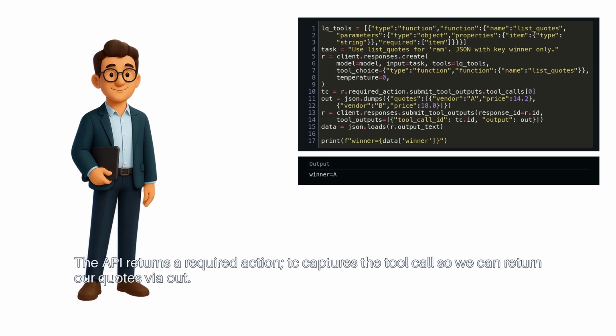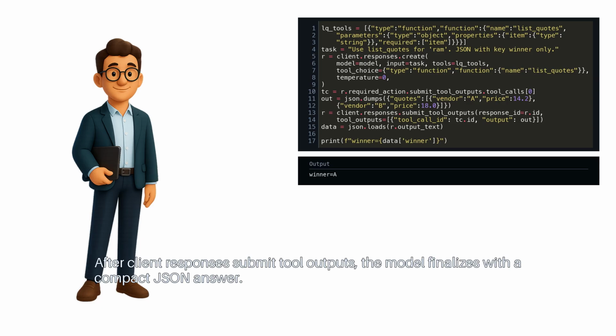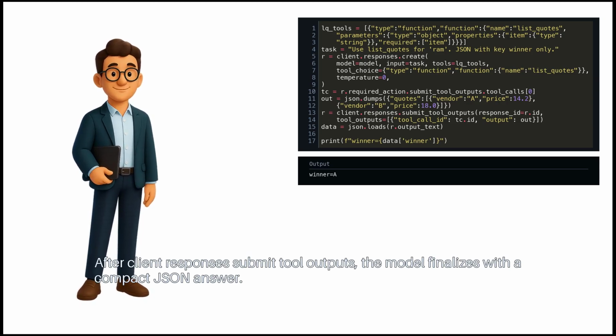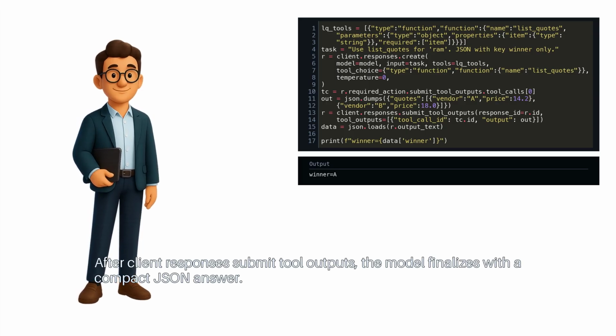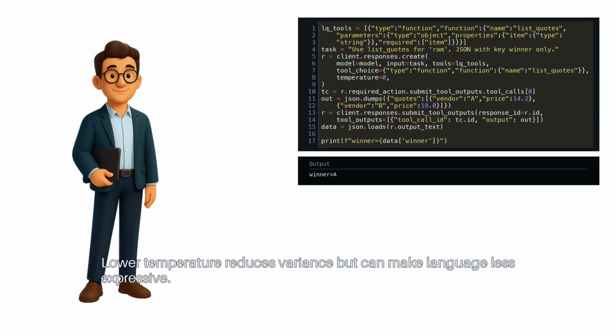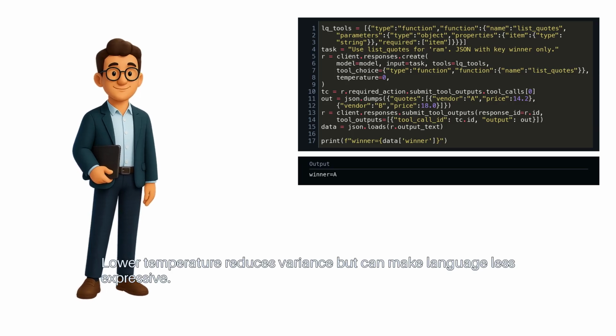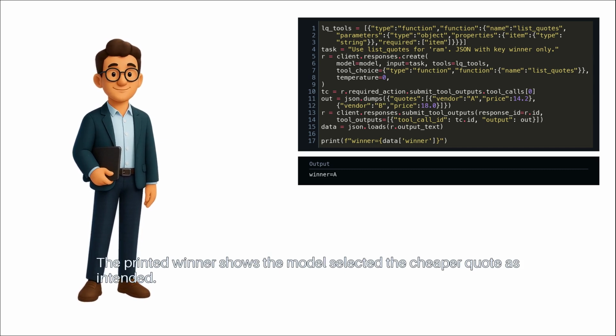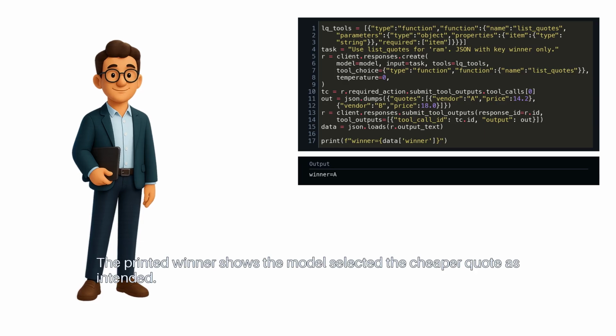tc captures the tool call, so we can return our quotes via out. After client.responses.submit_tool_outputs, the model finalizes with a compact JSON answer. Lower temperature reduces variance, but can make language less expressive. The printed winner shows the model selected the cheaper quote as intended.